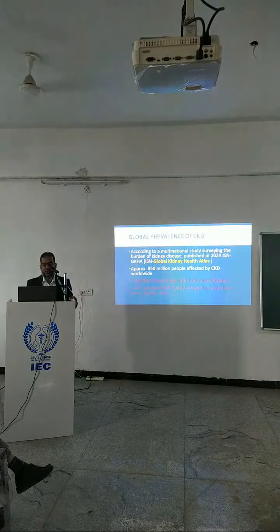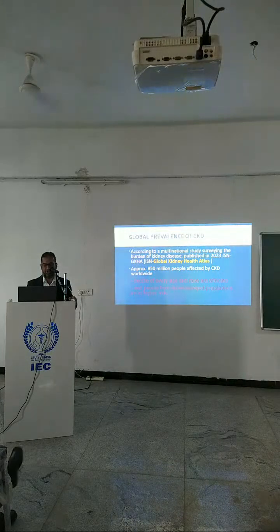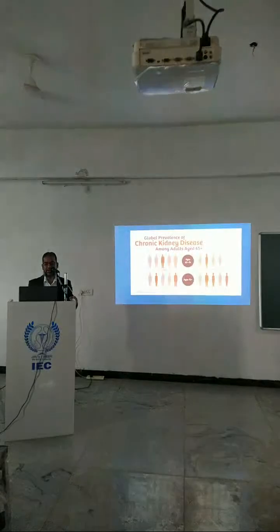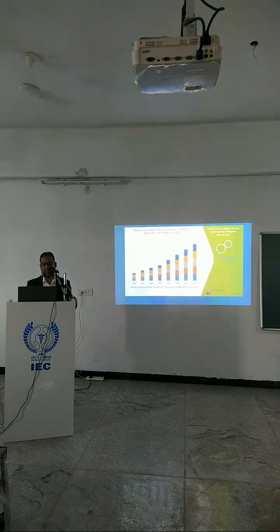There is one Global Kidney Health Atlas. They have published in 2023 that around 850 million people are affected by chronic kidney disease worldwide. Every age and race is affected, and people from disadvantaged populations are at higher risk of getting chronic kidney disease. So here you can see 1 in 5 men and 1 in 4 women have chronic kidney disease. If the age advances, the chances of getting chronic kidney disease increase.